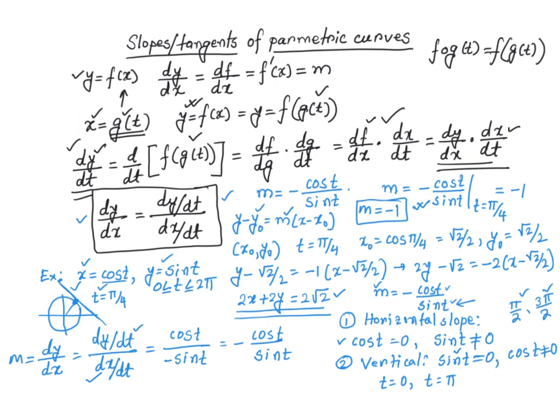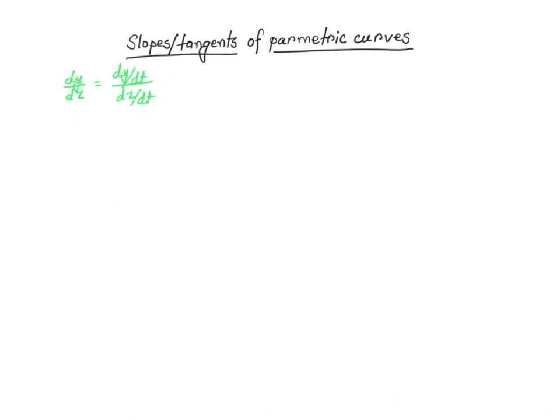These are the two values. All right? So these two values would give you vertical slopes. Now, let me consider a third scenario where we are going to figure out the concavity of the parametric curves.